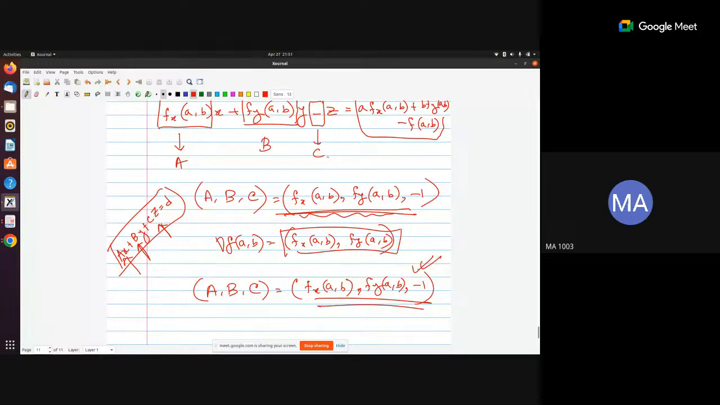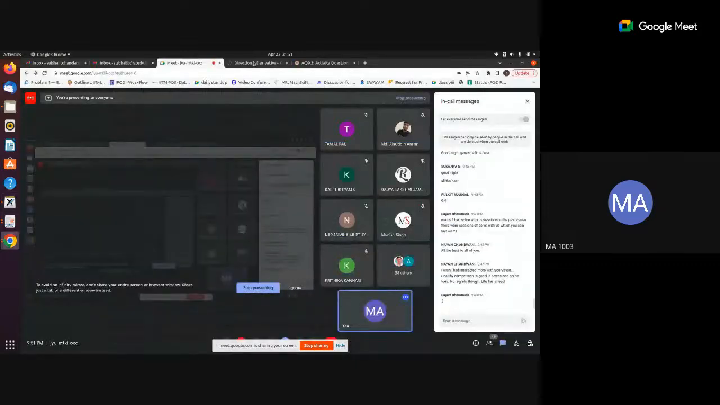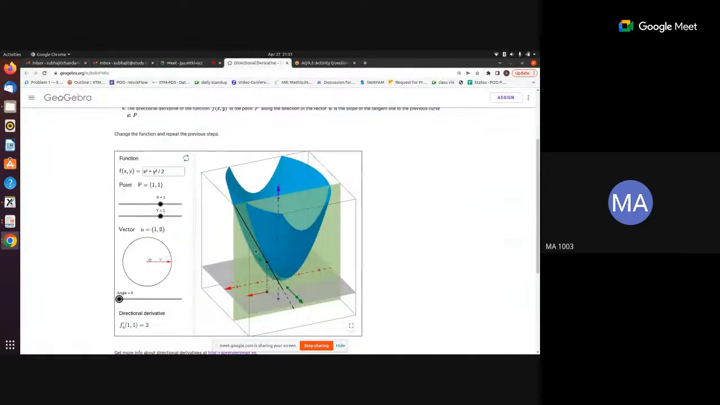Okay. So if I draw it, let me go there again. If I consider a tangent plane at a particular point, the gradient vector will be in the perpendicular direction of that. That direction is our gradient vector. Is it clear? Yes. Okay.